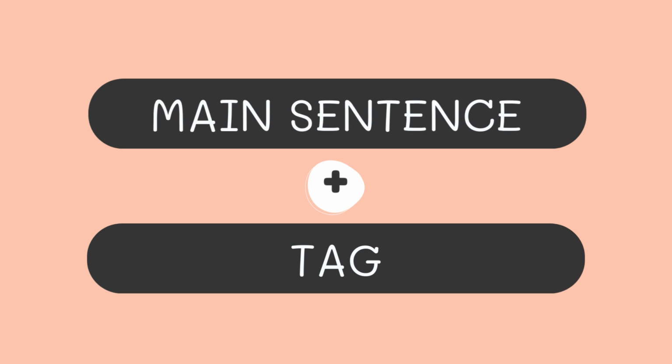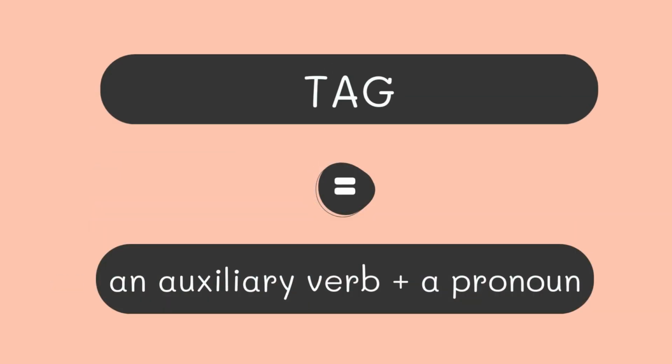The structure of a tag question has two parts. The first part is the main sentence. The second part is the tag, which includes an auxiliary verb and a pronoun.